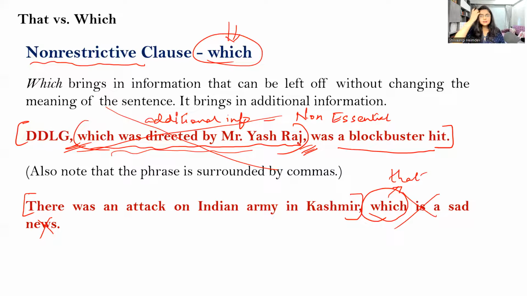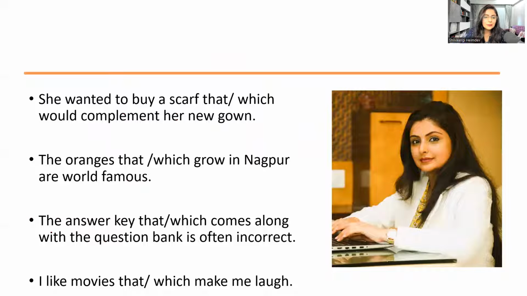So, are we very clear? Let me just encapsulate this. Let me just summarize this for you. Whenever you have to introduce essential information, you will make use of that. And whenever you have to introduce extra information, which is non-essential, which is not necessary for the sentence, make use of which. It's as simple as that. Come on, let's quickly solve a few sentences together.